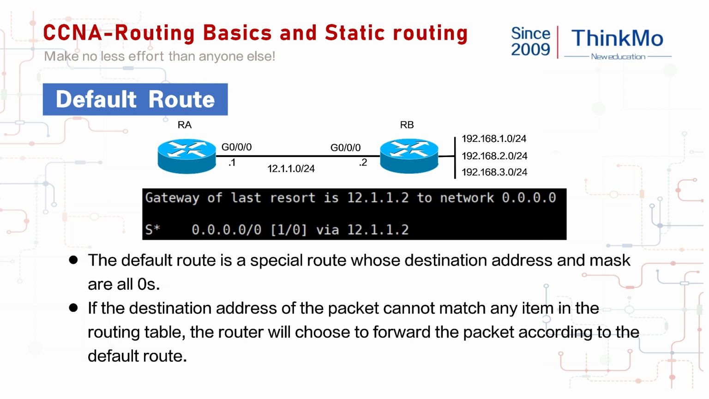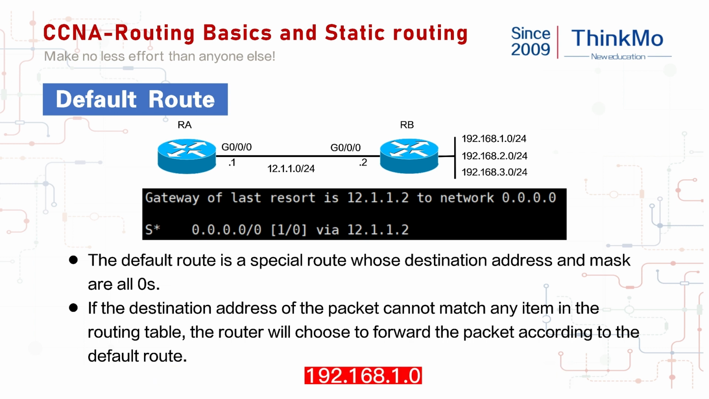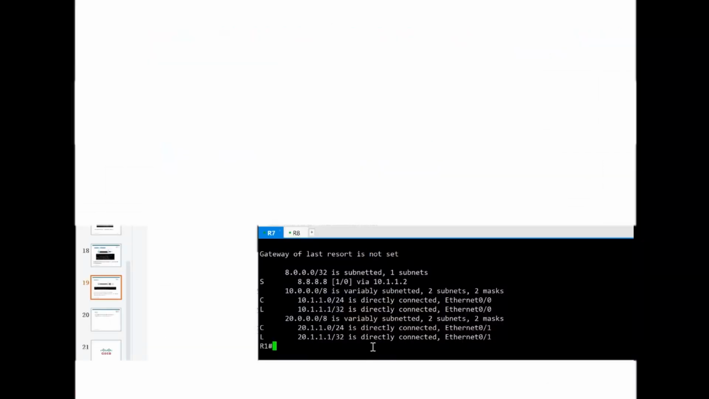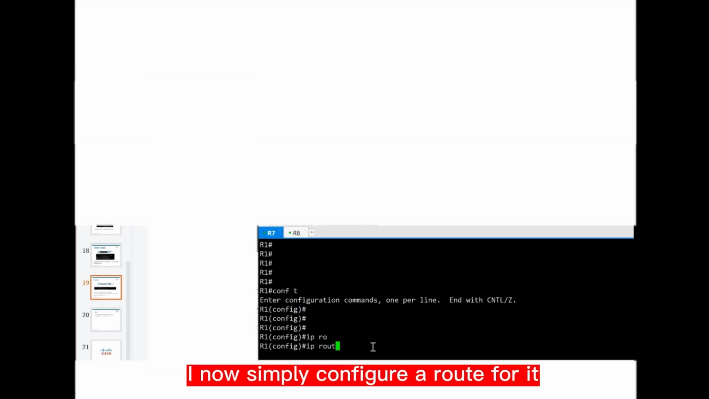For example, a route is now entered in the routing table, 192.168.1.0, 24-bit mask. Then if there is a route to the 1.0 network segment, it will match the following. Does not match the above. I should have told you about this in the last class. Let's take a look at its configuration. IP route. For example, I now simply configure a route for it.